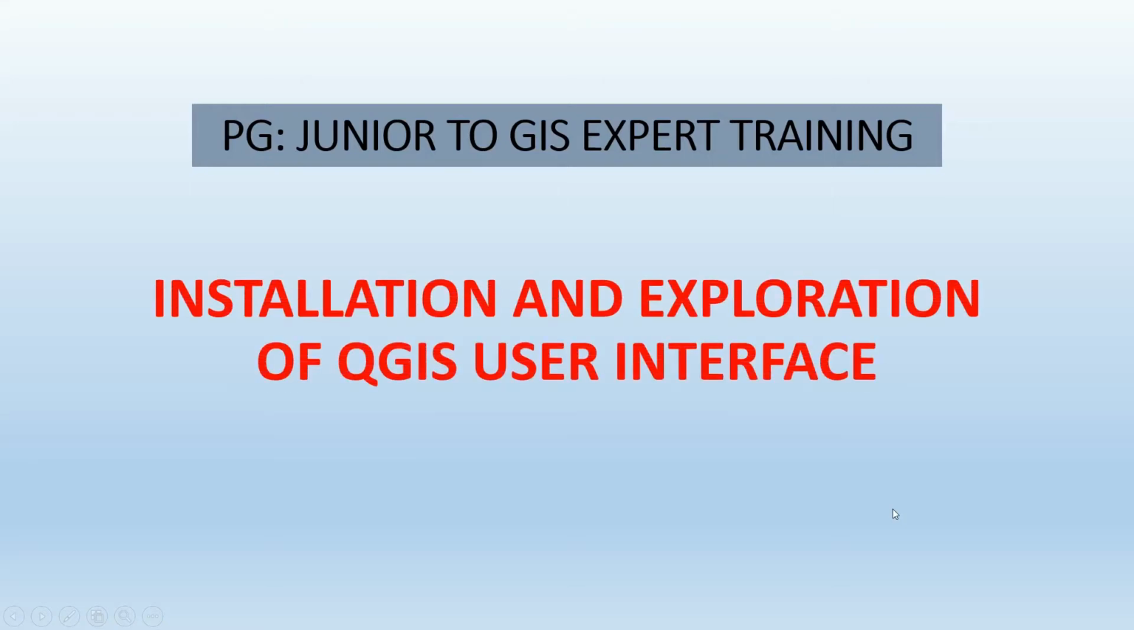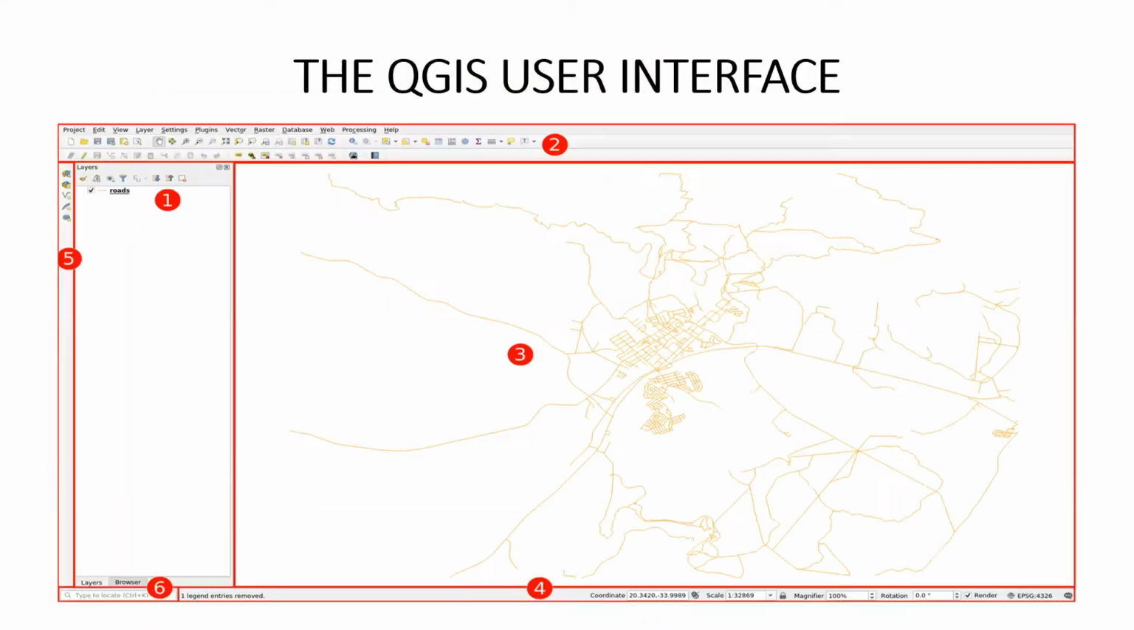Hello and welcome again to the Practical Guide Junior to GIS Expert Training Series, and today we are going to look at the QGIS user interface, assuming that you have already downloaded and installed QGIS software within your computer system. After you start the QGIS software, this is the user interface that will be obtained, and I've tried to narrow it down to 6 parts so that it can be easily understood.